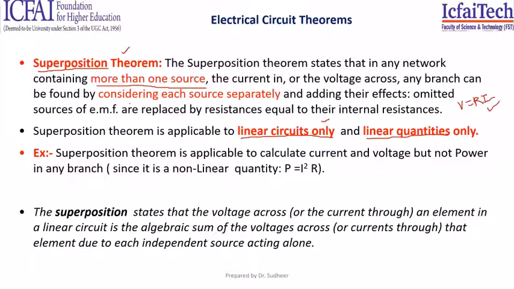Now what the superposition theorem says is that the total current in any particular branch, or voltage across any particular branch, is equal to the sum of the voltages and currents considering each source at a time and replacing the remaining sources with their internal resistance. Let us understand the superposition theorem with a physical, real life example.